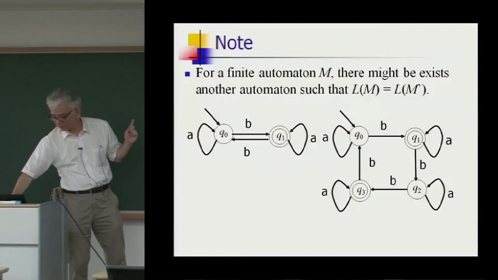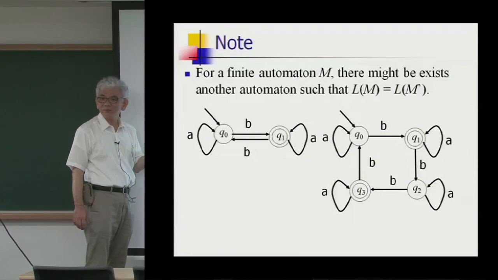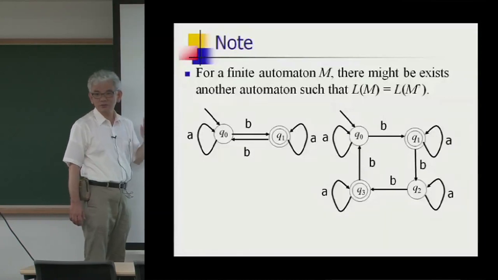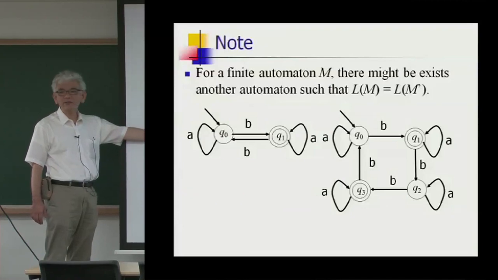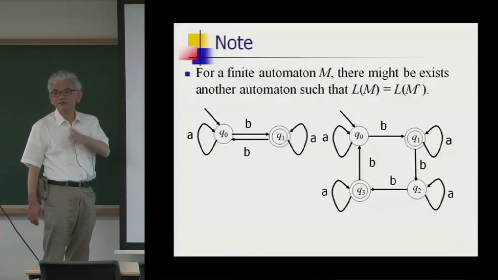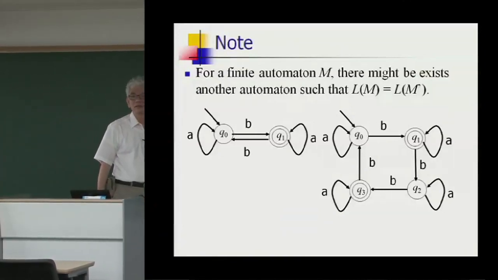But the theory of automata says that there exists a minimum one. Minimum means the number of states is minimum in the equivalence class of automata. And the generate and test algorithm outputs this one if the enumeration is made by the number of states, as I showed before. Okay?